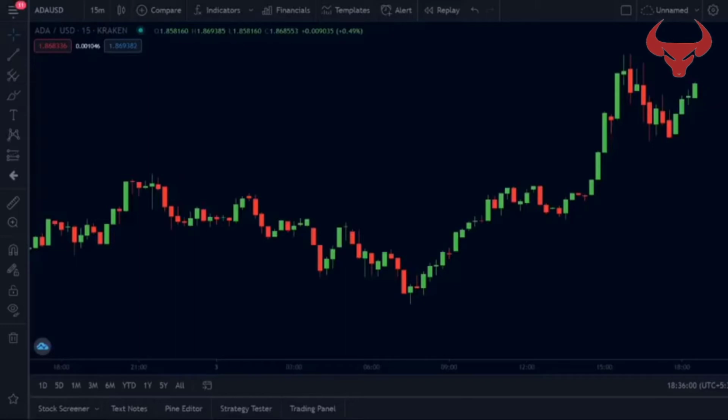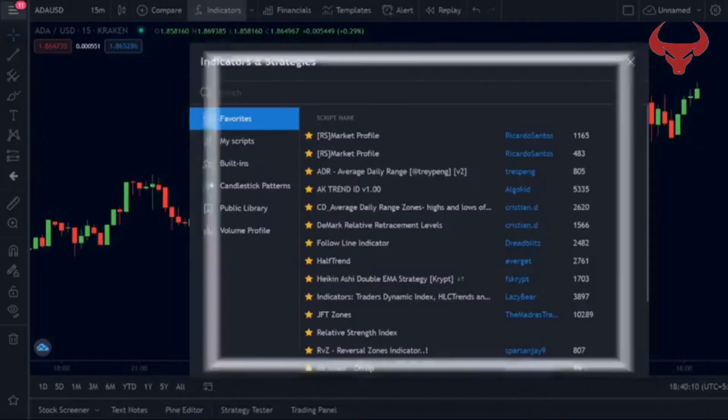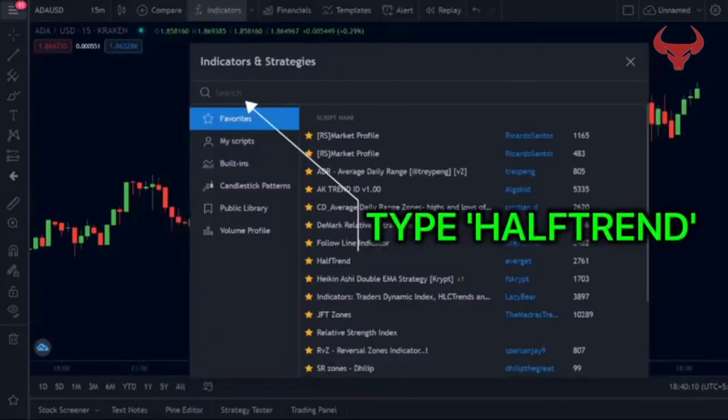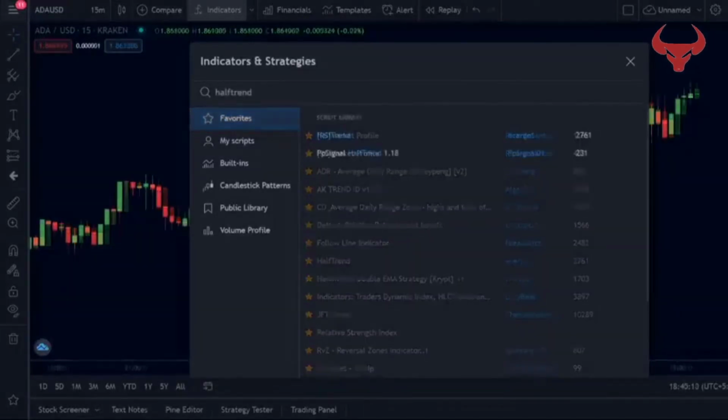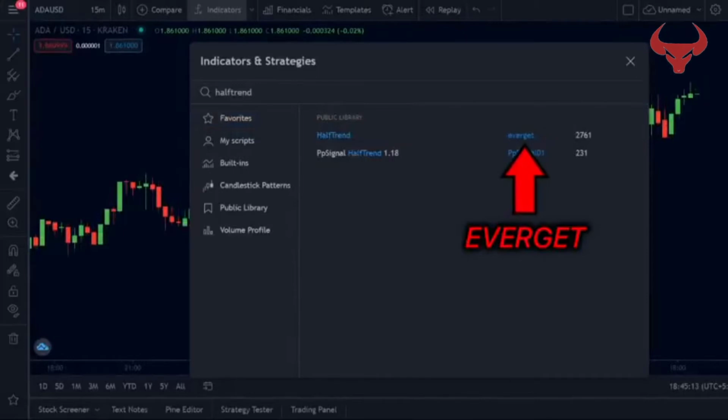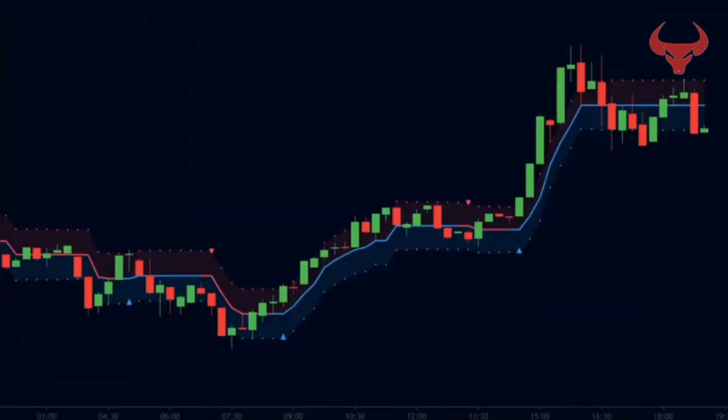First, open up a chart on TradingView. Then click on the Indicators button. A small window like this will appear. Then, type in half trend in the search bar. Now, click on the first indicator. Make sure that the name of the creator is Everget. Now, you have successfully plotted the indicator.